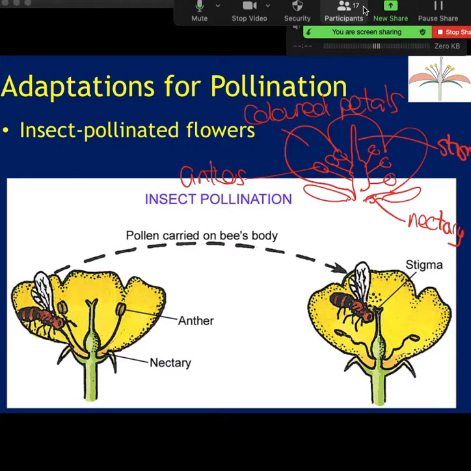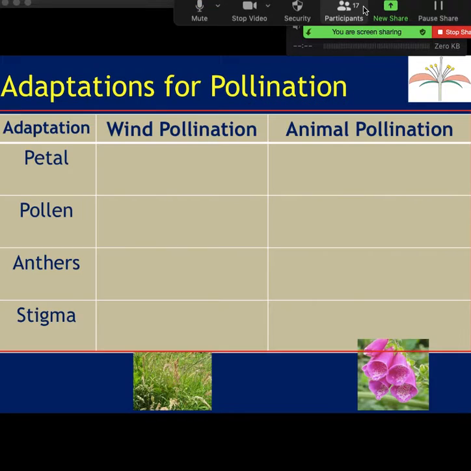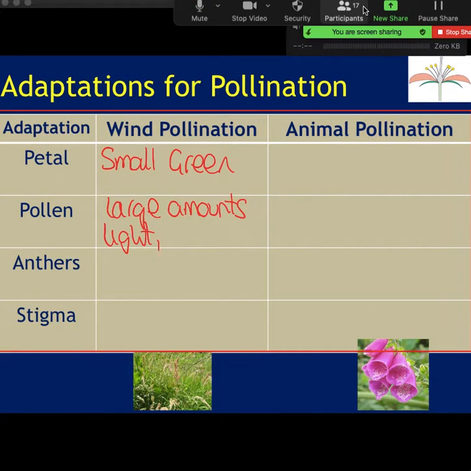And then the last part of this is just the table for comparison. So usually petals are going to be small and green if you're wind pollinated, if they're present at all. In terms of your pollen, you have to have it in really large amounts because it now needs to blow on to where it's going to go, and it will usually be light, small, and relatively dry so that it can be carried by the wind.